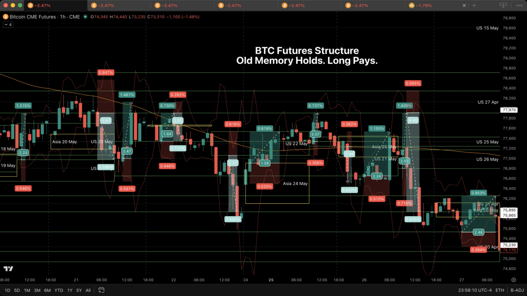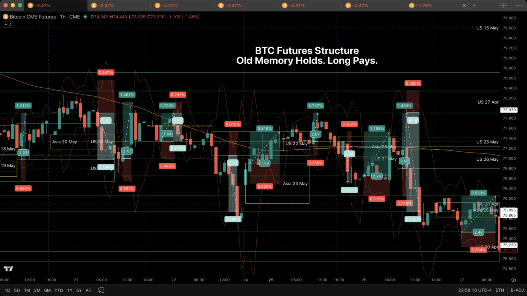Price moves down into that old memory. It touches. It reacts. It cannot keep falling. The downside loses control there. That is where the long starts to appear. Not because price is already strong, but because sellers fail at an older boundary. That matters. The long is not a chase. The long is a response to failed downside pressure.